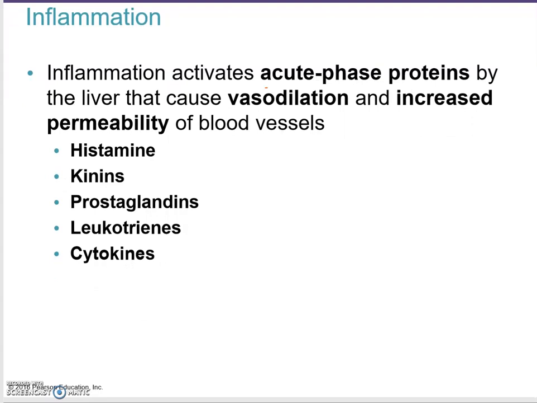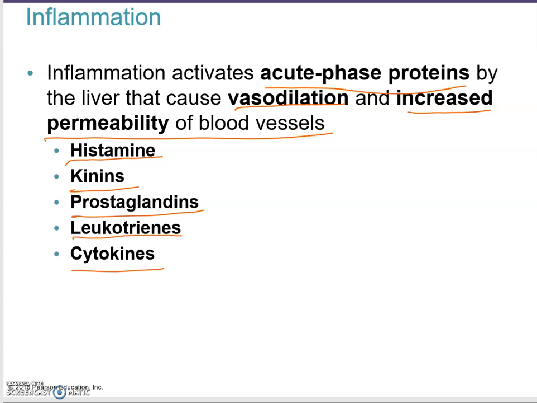Inflammation activates acute phase proteins by the liver that cause mostly vasodilation and increased permeability of blood vessels. That means you want to recruit more white blood cells to the area to help out. So you need more workers that help you with taking care of the invasion, the local invasion. Major contributors of these are histamine, increasing permeability by a lot. That is vascular permeability. Kinins and prostaglandins contribute to the pain and also to more inflammation. And then we have leukotrienes and cytokines.